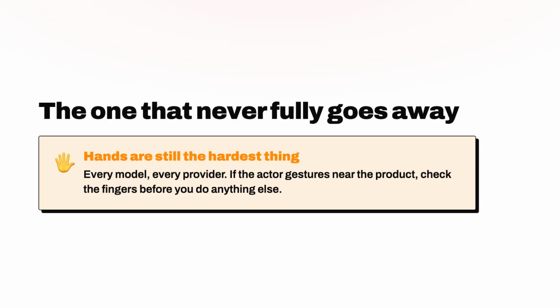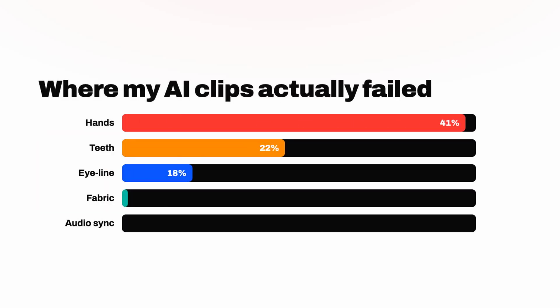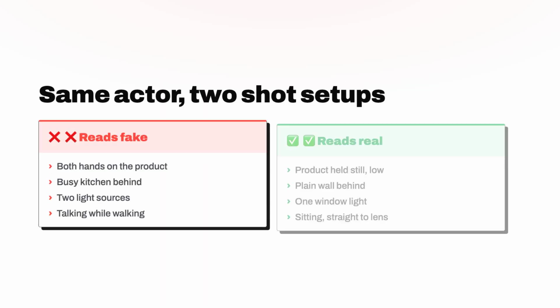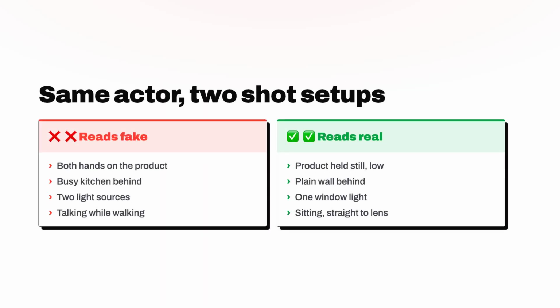Hands. Every single time. If the actor gestures near the product, count the fingers first. I've thrown away genuinely good clips over a 6th finger. I logged every failed clip across the batch. Hands were nearly half of it. Teeth second, and that one's weirdly impossible to unsee once somebody points it out. Side by side, that's the difference. It isn't the model getting better between these two, it's the shot getting simpler.